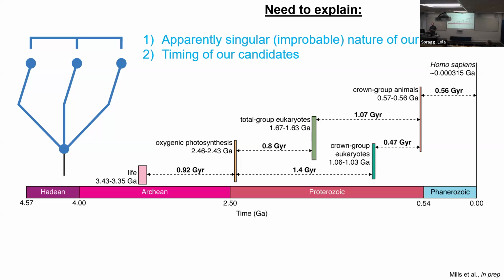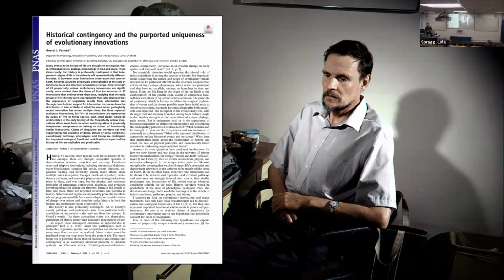Why did they evolve when they did? So let's go in order. So the first one, I found a paper. So this is Gerard Vermeij. He's a Dutch paleontologist who works at the University of California in Davis. And he had this paper back in 2006 in PNAS that I thought was really cool.